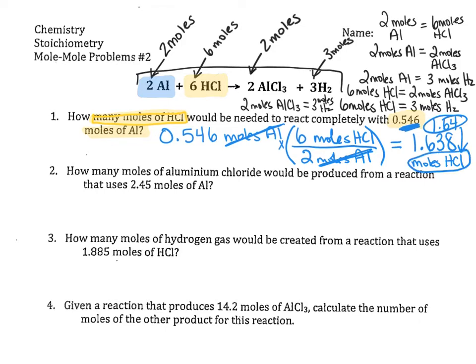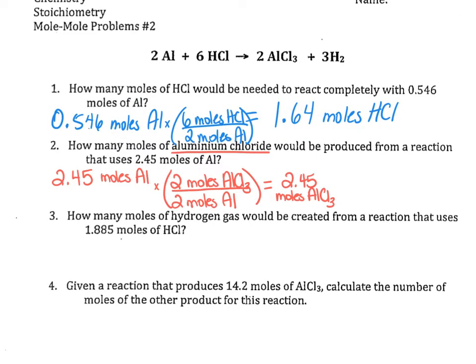If you would, go ahead, pause the video, try to do number 2 with your shoulder partner, and then after a minute of you trying to do that, we'll hit play again and see how you did. So this is the answer that I got for that problem. You can see my setup. I put moles of aluminum on the bottom because that's what I start with, and I use the coefficient in front because that tells me that 2 moles of aluminum have to react to produce 2 moles of aluminum chloride. And since aluminum chloride is what I want to get to, that's what I'm putting on the top.